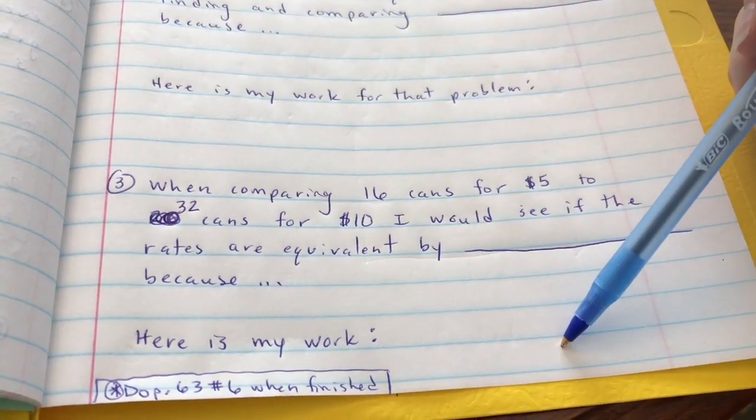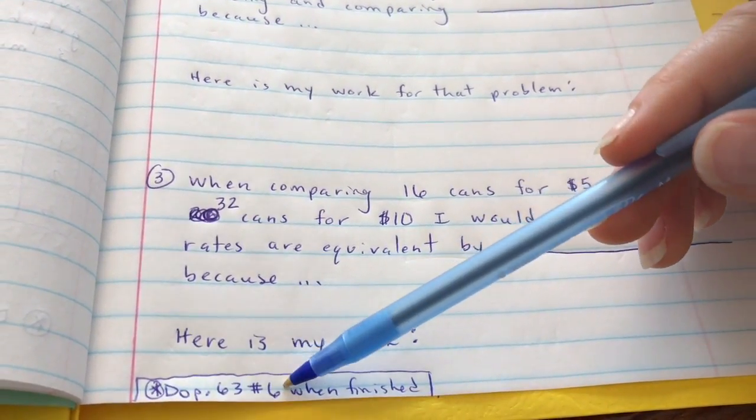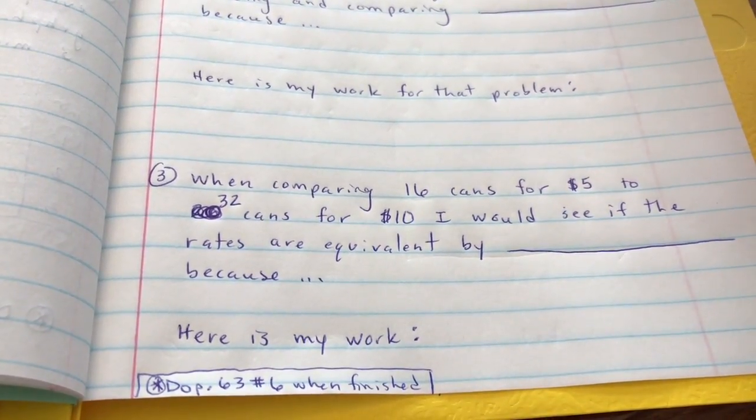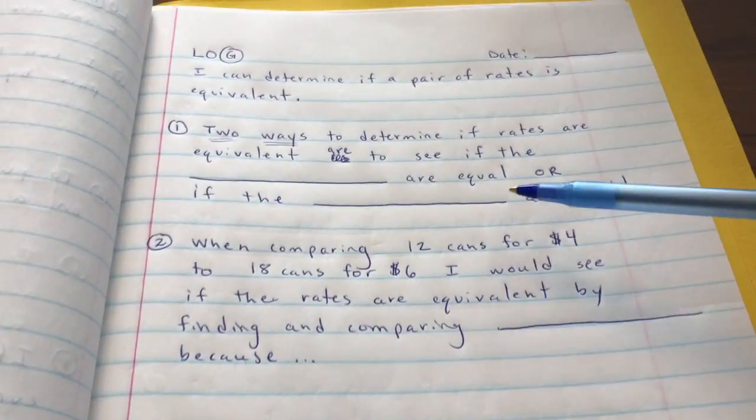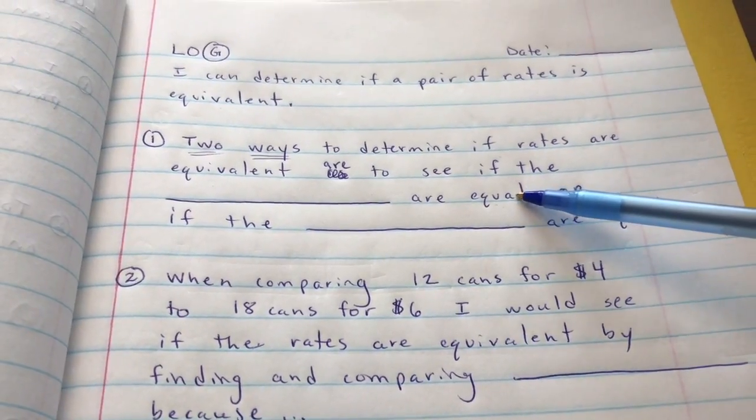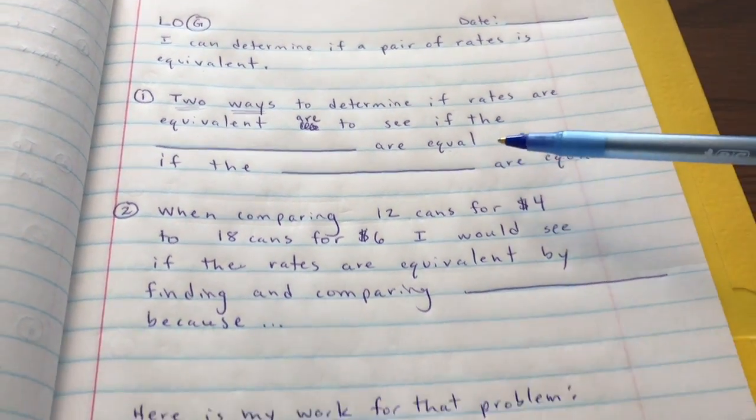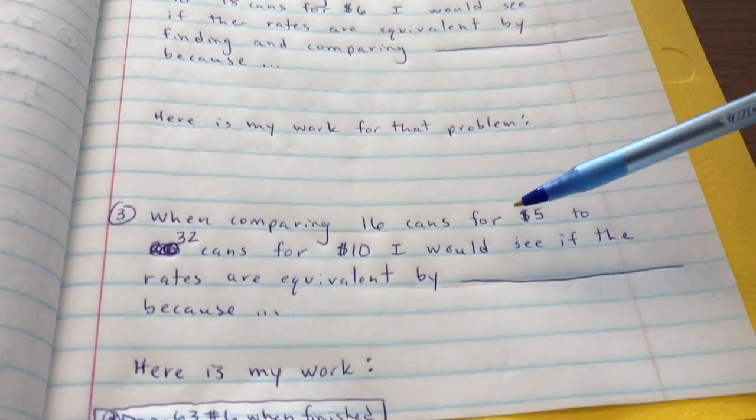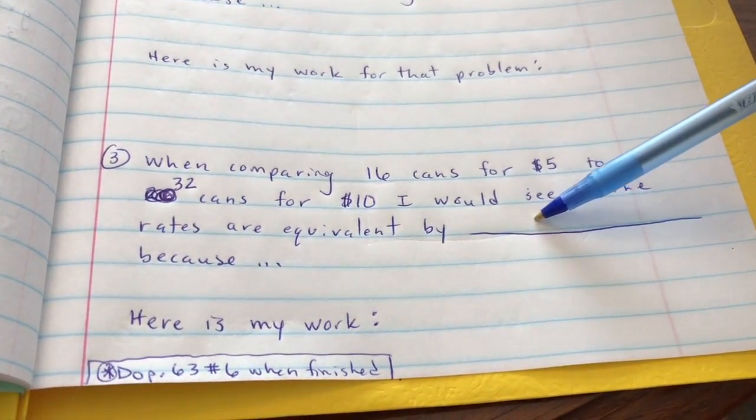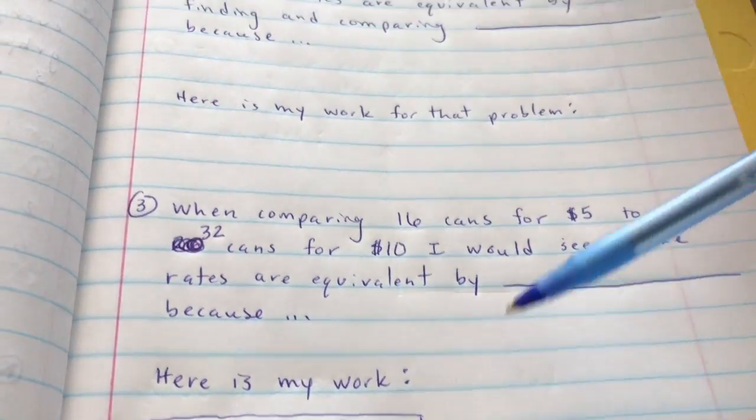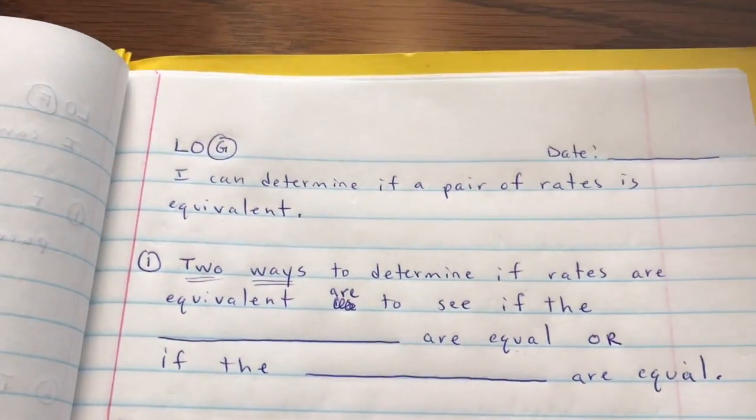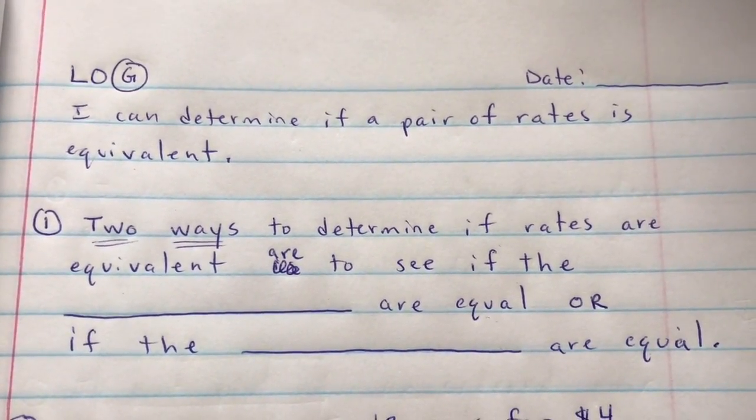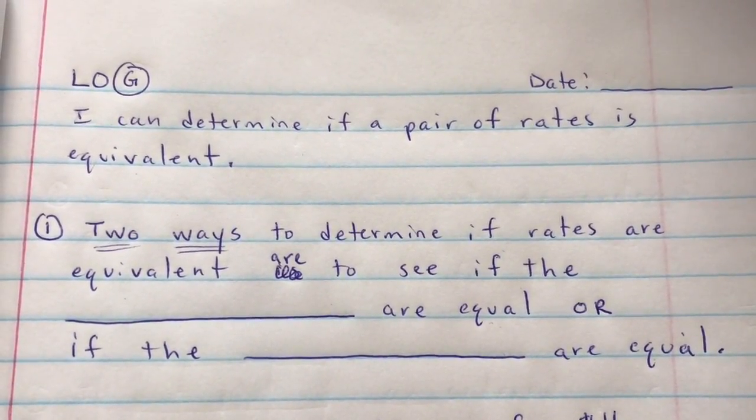Then show your work. Now, there's a problem, number 6 on page 63. That's what you can do when you're finished. Again, what are the two ways that we use to determine if rates are equivalent? Which of those two ways would you use here and why? Solve it. And then which of the two ways would you use in this problem and why? And then solve it. So I'm going to put this here. You can go ahead and pause it and copy this first part down and then play when you're ready for the next part.